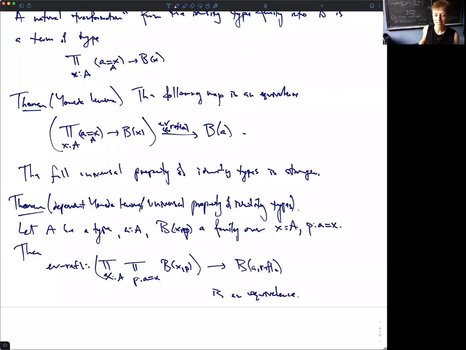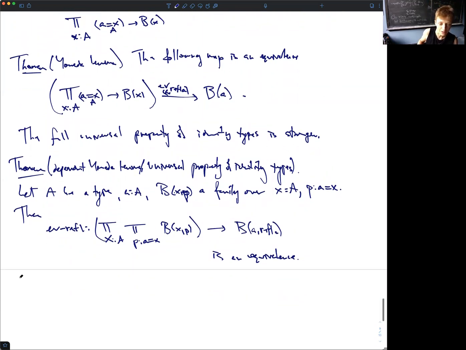The domain of this, so this evaluation map is an evaluation at the constructors of the inductive type family. So for identity types, those are just the reflexivity terms. The domain is the type of sections of an arbitrary family of types over the inductive type family. The codomain is just sort of whatever it has to be. And this assertion is the equivalence. The proof is going to be very, very familiar as well. So I'll quickly give it and then we can wrap up.